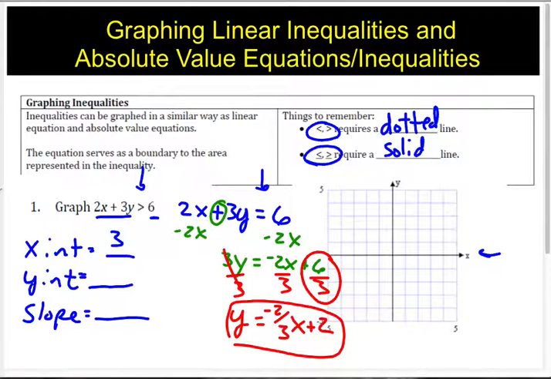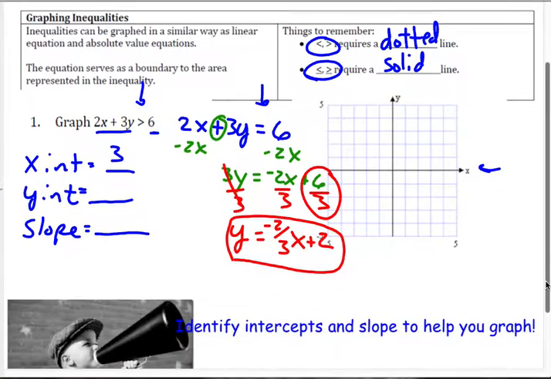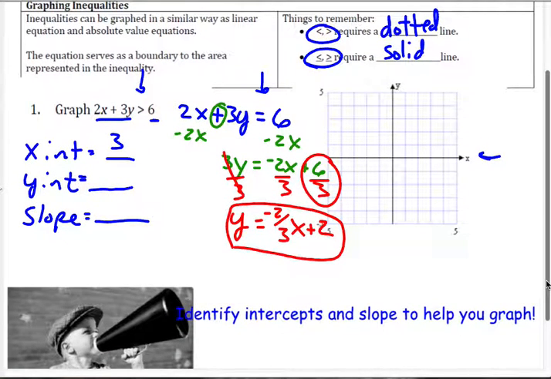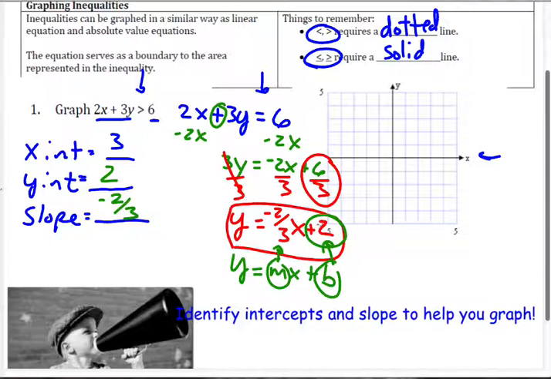There it is in slope-intercept form, which is y equals mx plus b. M is your slope, and you can see that's negative 2/3. B is your y-intercept. Your constant here is 2. That's your b. So my y-intercept is 2.